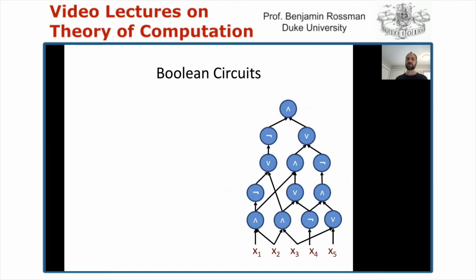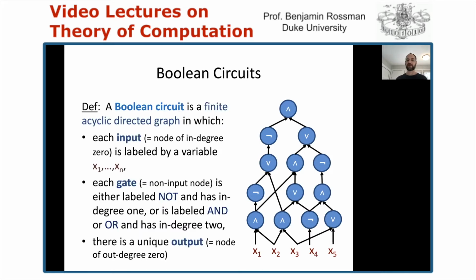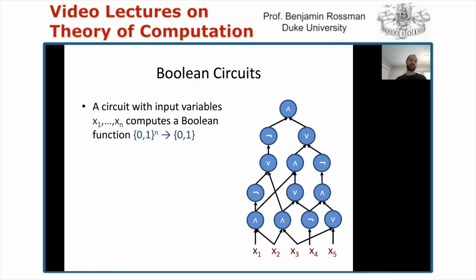So Boolean circuits are the model we study for computing Boolean functions. The way we formally define a Boolean circuit is as follows. It's a finite acyclic directed graph whose inputs are labeled by the coordinates of the input string. And each gate in the circuit is either a NOT gate with in-degree 1 or an AND or an OR gate with in-degree 2. And there's a unique output gate at the top, which is producing the function that the circuit computes. So a circuit with n input variables computes a Boolean function of n variables in the natural way.